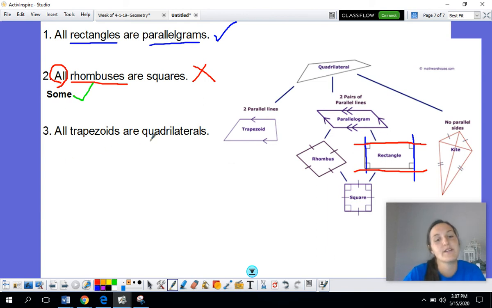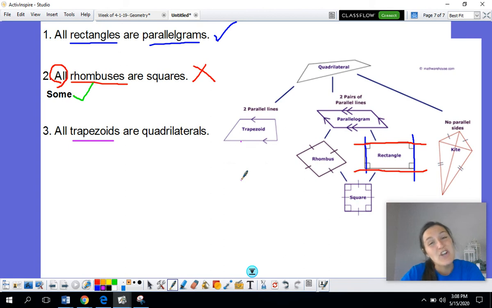All trapezoids are quadrilaterals. So I'm focused on trapezoids. Here's my trapezoids, and it's comparing it and thinking about the relationship to the quadrilateral. So can all trapezoids be quadrilaterals? Well, trapezoid is underneath the quadrilateral. Quadrilateral is general, trapezoid specific. If it's on the bottom, it fits everything that's connected to the top. And it is connected to the quadrilateral, which is on top. So that makes me think yes.